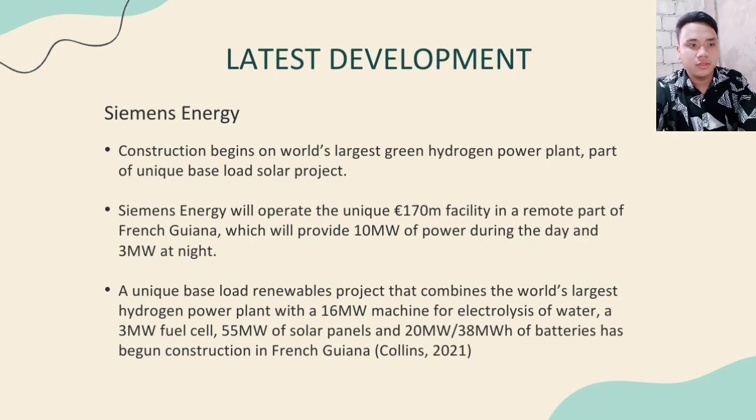A unique baseload renewables project that combines the world's largest hydrogen power plant with a 16 megawatts machine for electrolysis of water, a 3 megawatts fuel cells, 55 megawatts of solar panels, and 20 megawatts to 38 megawatts of batteries has begun construction in French Guiana. Collins 2021.